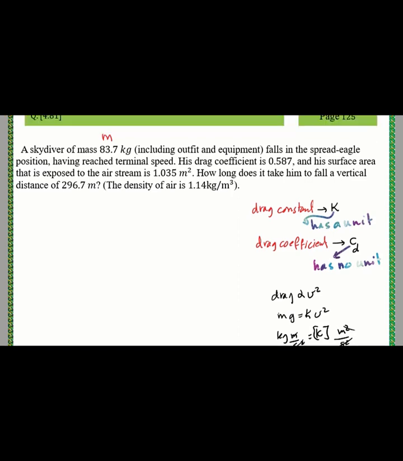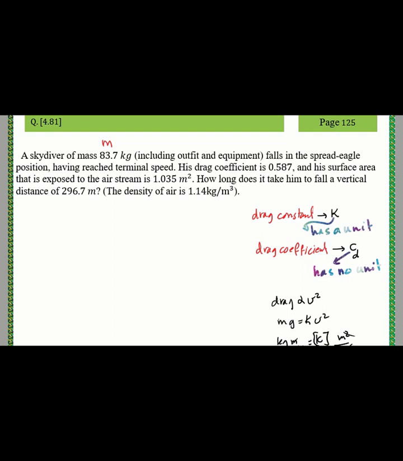Then here the drag coefficient is 0.587. This is CD. If you are confused in the exam, no unit, it is CD. And the surface area that is exposed to the earth, this is the area, A. How long, I need the time it takes him to fall a vertical distance, this is delta x. And we have the density of air, it is rho.